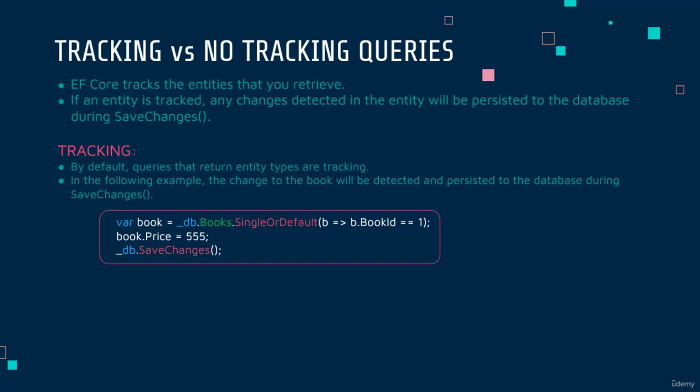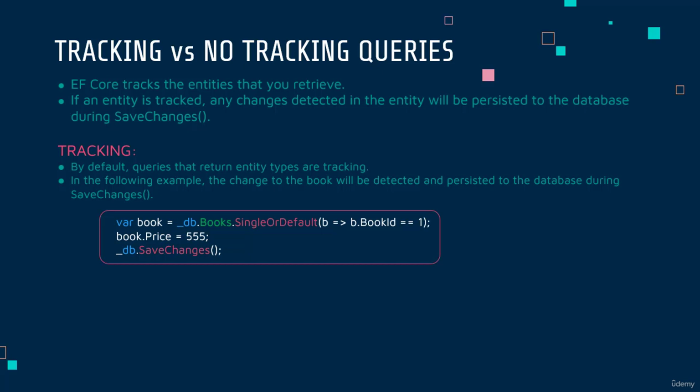In the example here, you can see the change to the book will be detected and persisted through the database when we save the changes. We already saw that in action in the last video.